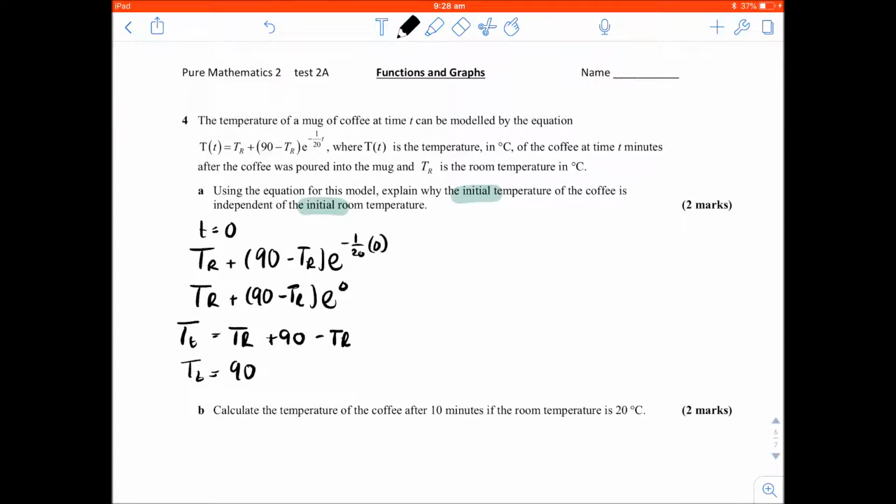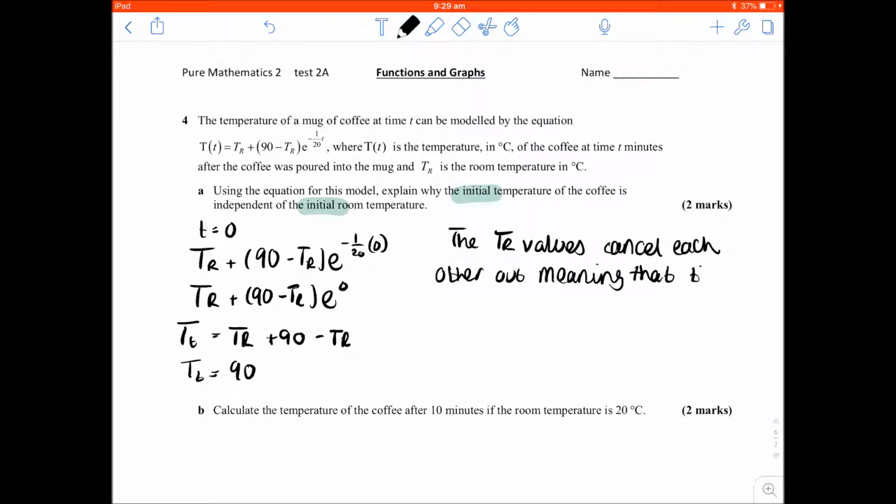So what we can say is the fact that the TR values cancel each other out, meaning that the initial temperature is independent.